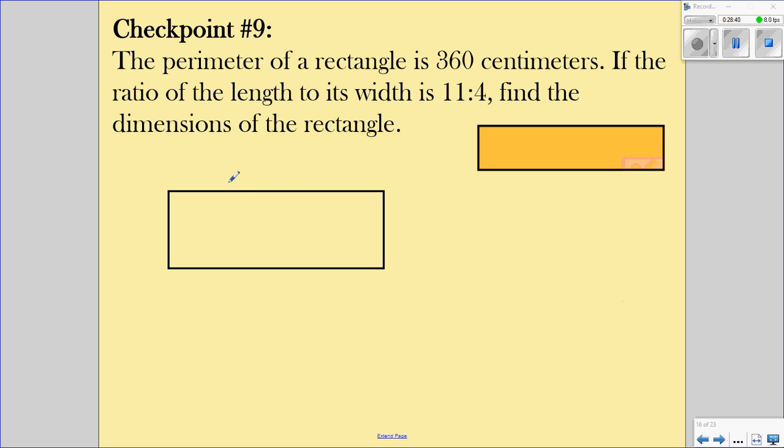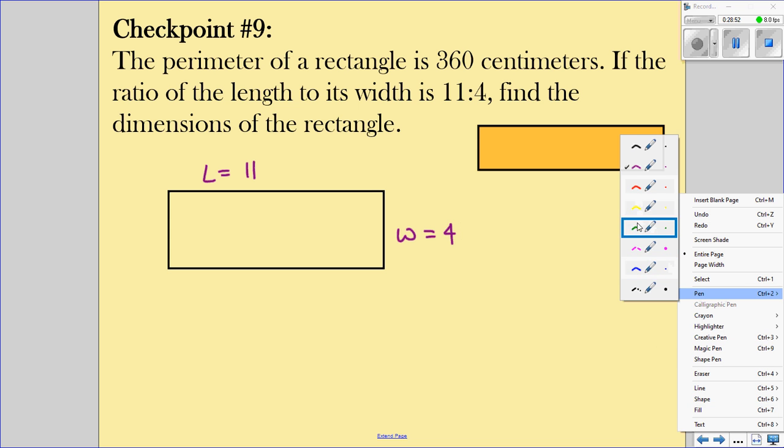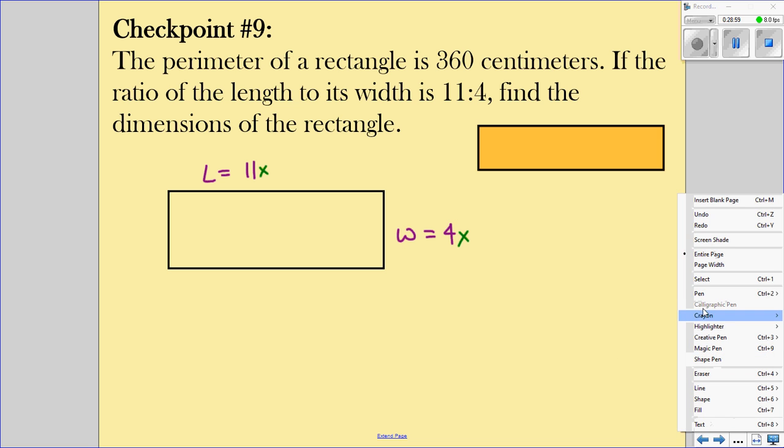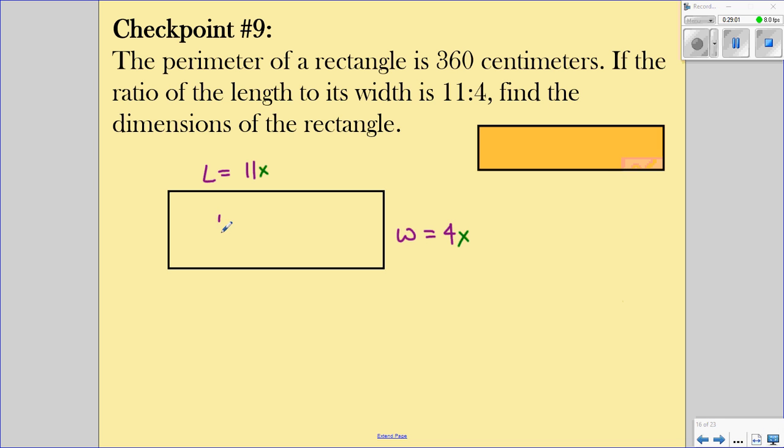So we know that a rectangle has 4 sides. We say the length to width. So the length is 11, and then let's say the width is 4. And I'm going to put the x's because we're dealing with the ratio. And then they said the perimeter, so that means you're going to add up all the sides, is 360 centimeters. Now we're going to make the equation in order to find x.